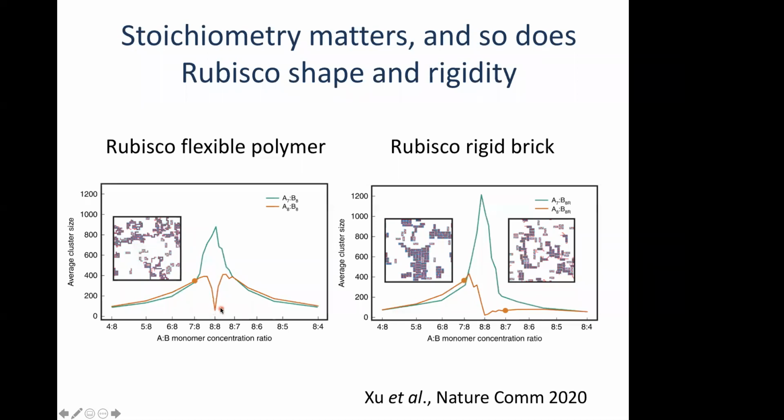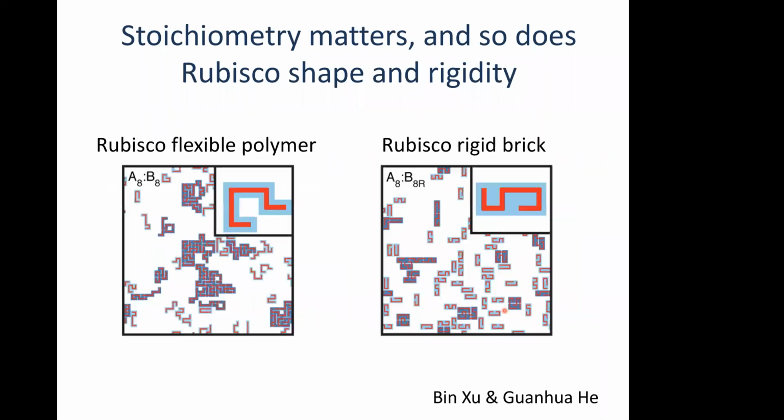But as soon as I get to rather imbalanced stoichiometry, more Rubiscos than EPYC1s or vice versa, it relaxes to a state where the system phase separates. And this is quite different, though, if the Rubisco is a brick, right? So what's different? I've just taken this Rubisco, and instead of having a floppy polymer, I've made it a rigid brick. And so the difference has to do with how much entropy the polymers give up when they get together compared to how much entropy a polymer and a brick give up.